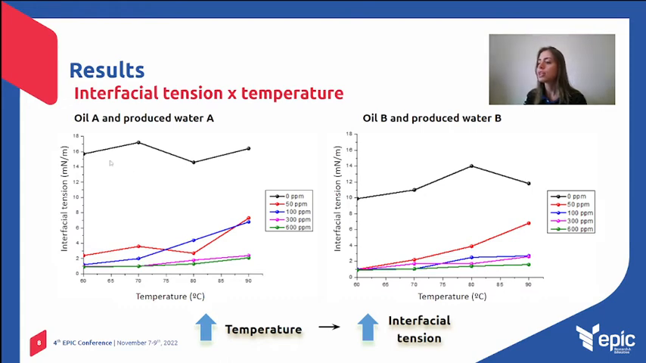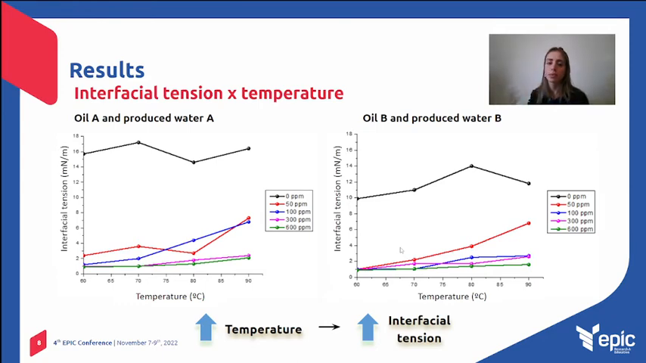First of all, interfacial tension for systems without the emulsifier, black line here, was much higher than the interfacial tension with the emulsifier added, right? And we can observe this result for both systems here. And again, for both systems, we can observe a trend, which is the interfacial tension increased with the increase in temperature, and here again as well.